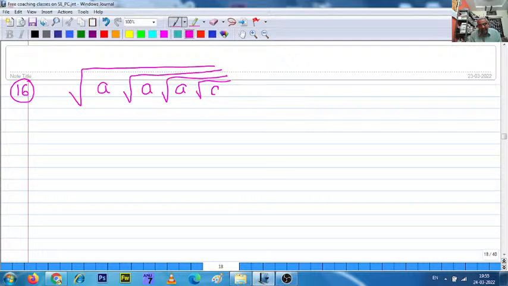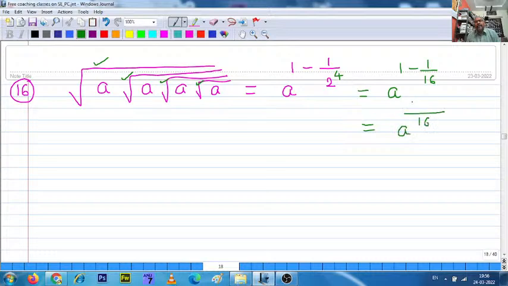Suppose root of root of root of root of a is there. So don't get any confusion. A to the power of 1 minus 1 upon 2 to the power of, you just count the roots, 1, 2, 3, 4. Write down 2 to the power of 4. So this equals a to the power of 1 minus 1 upon 2 to the power of 4, which is 16. So 16 is the LCM. So 16 minus 1, the beautiful value you will be getting, a to the power of 15 upon 16. I hope it is very clear to you, my dear students.